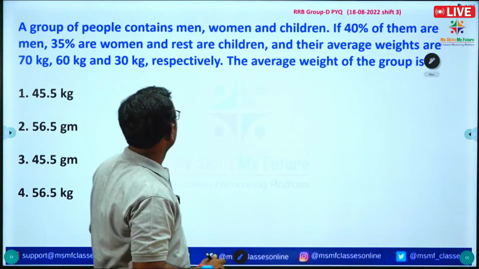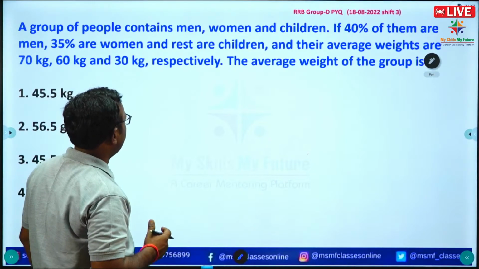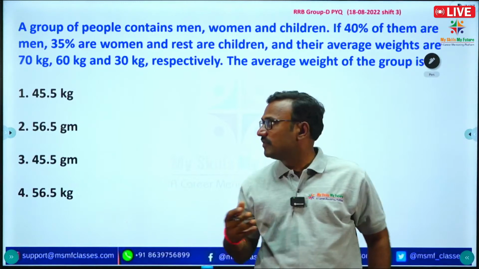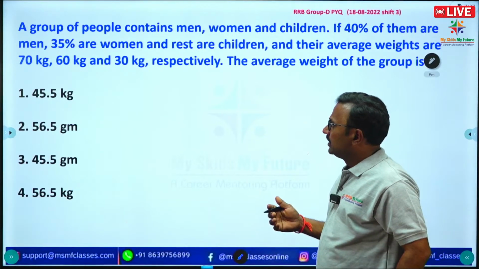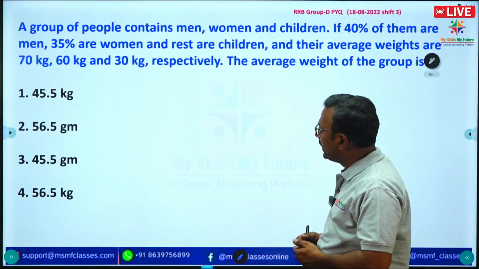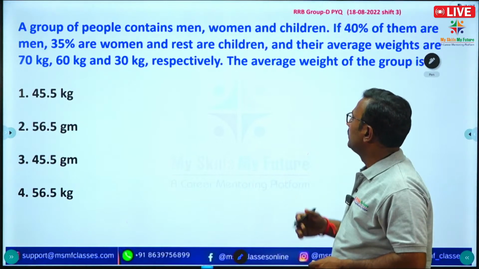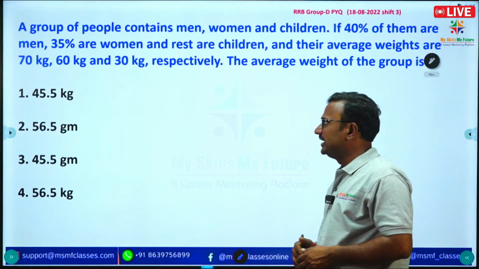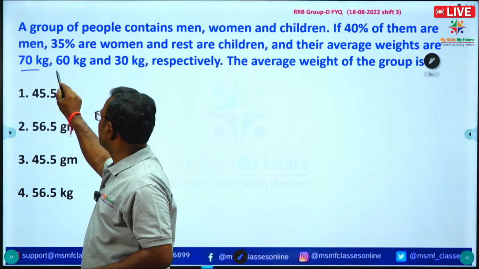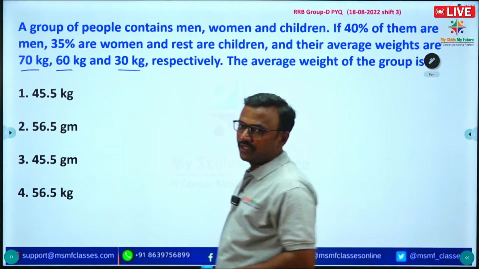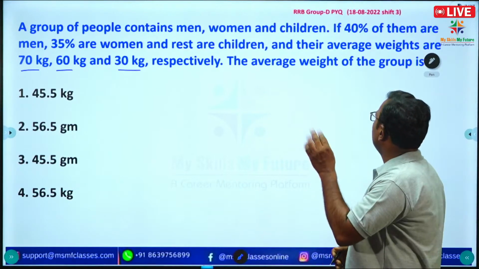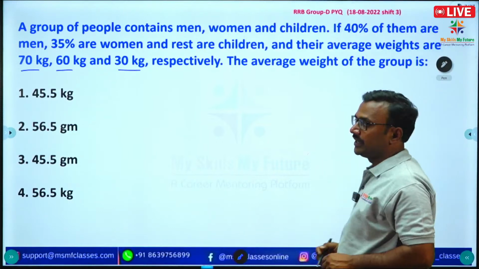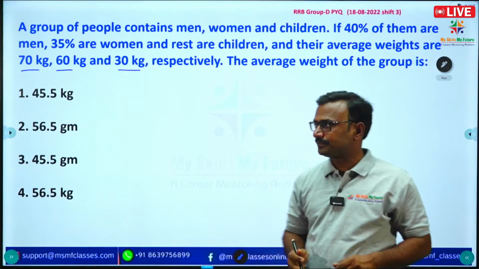See the question. A group of people contains men, women and children. If 40% of them are men, 35% are women, and the rest are children, and their average weights are 70 kg, 60 kg and 30 kg respectively, what is our question? The average weight of the group is.